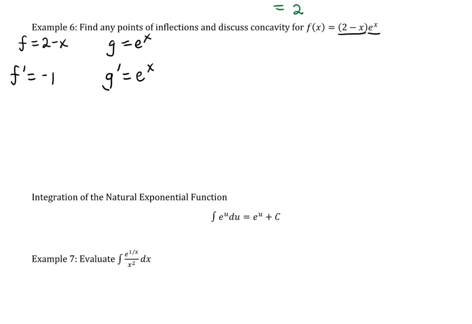Remember, the rule we use is u prime e to the u, and in this case u is x and u prime is 1. So that is u prime e to the u. 1 multiplied by e to the x is just e to the x.